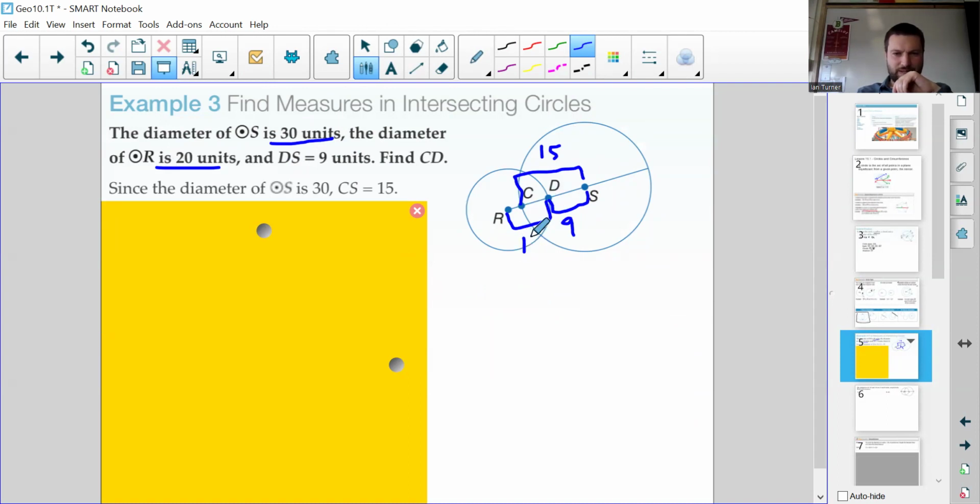Now, sometimes this can look a little confusing if you have a problem like this on your homework. But if we drew this out down here, if we separated that, that's a straight line. This is RS, and then within that, we have DS, which we know is 9.